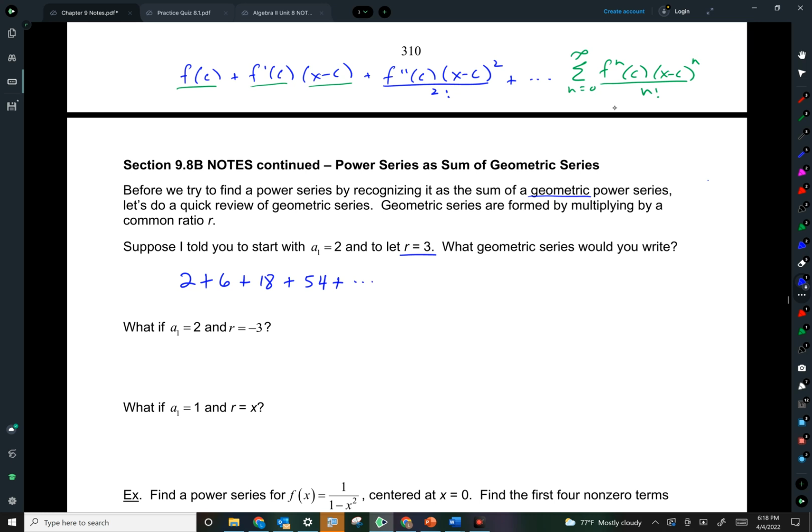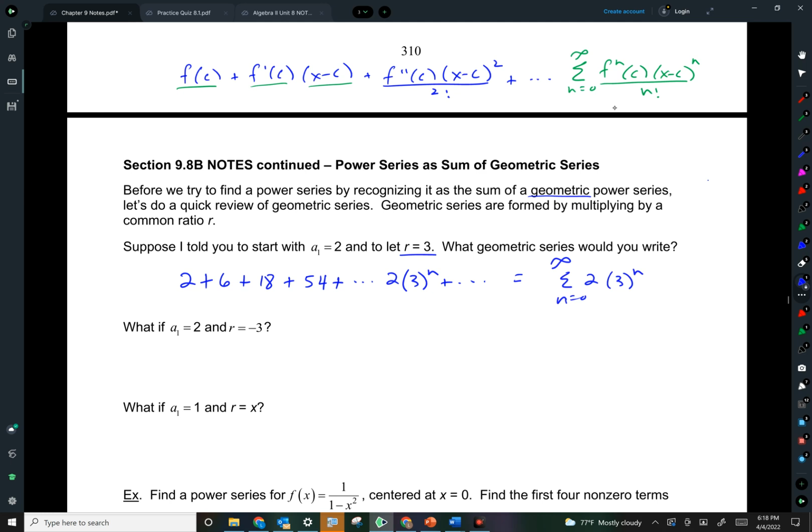And the general term is going to be a, which is 2, and then your r to the n, so 3 to the n. And that looks like a geometric series. If we want to, we could say the sum as n goes from 0 to infinity of a times r to the n, right? That's geometric.